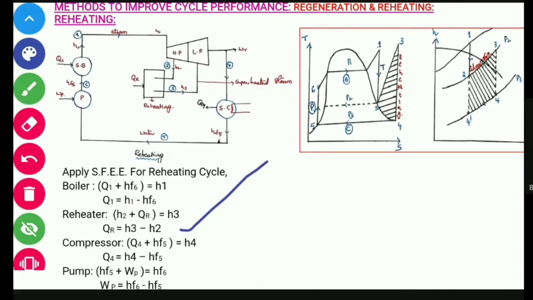Similarly, for the next component, 4 and 5. That's the turbine. In between 4 and 5, that is the device.